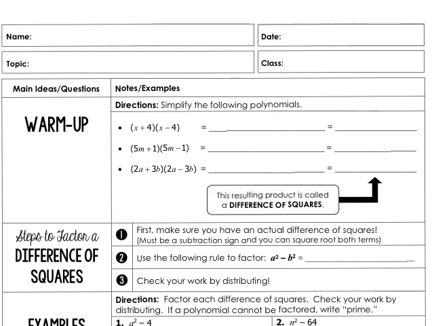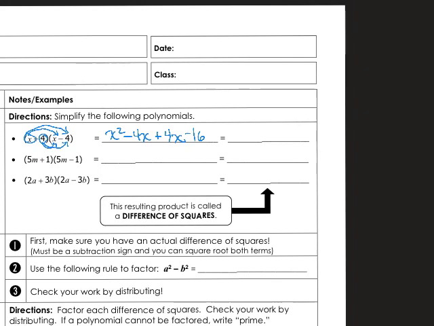X times x is x squared. Then we're going to distribute the x to the -4, and we get -4x. And we can now take the 4 and distribute that to the x and get plus 4x. And then we distribute the 4 to the -4 and we get -16. So now we combine like terms and we're going to get x squared minus 16.